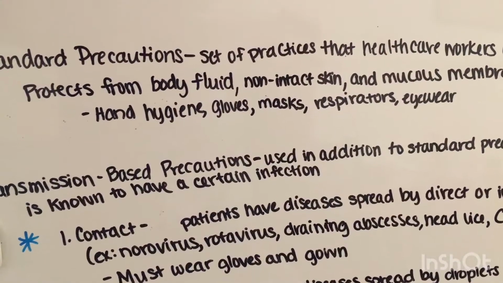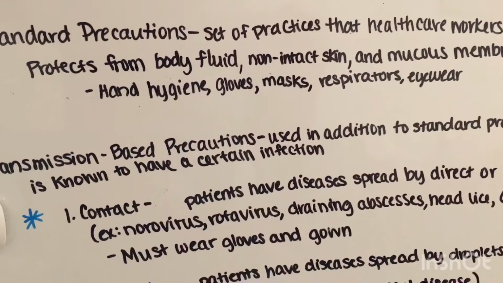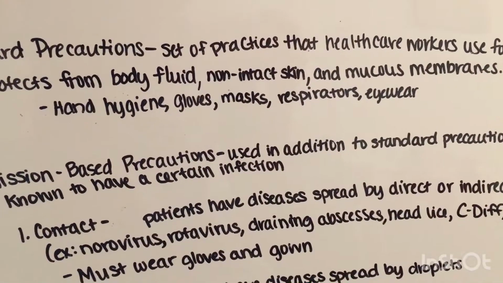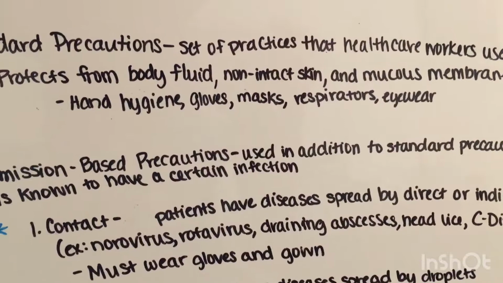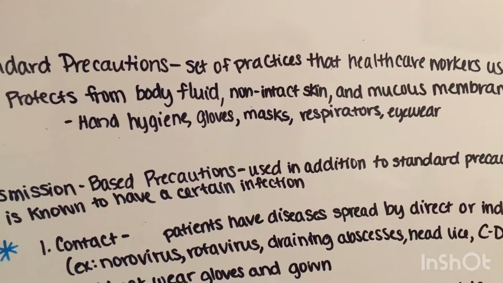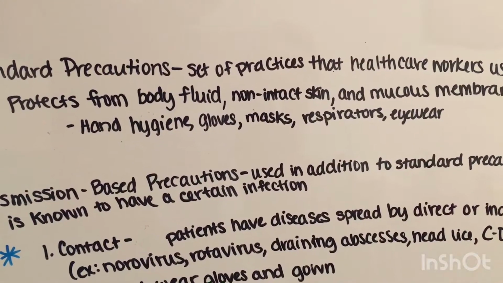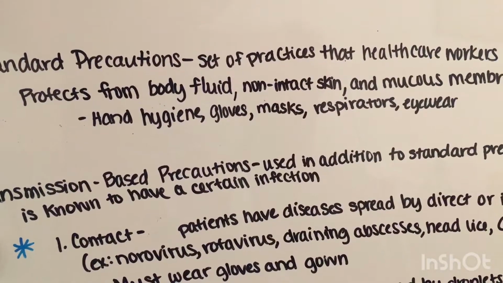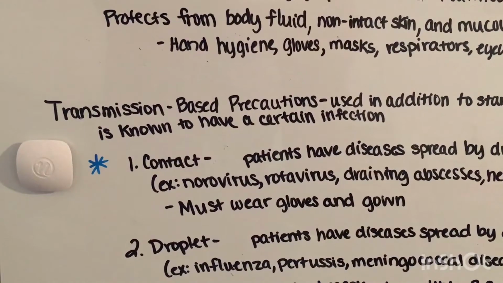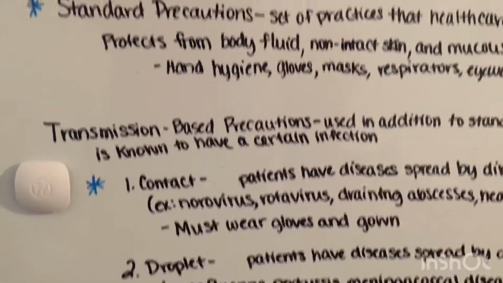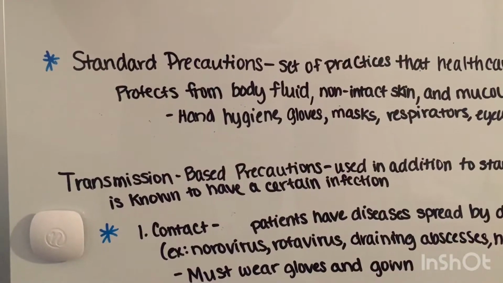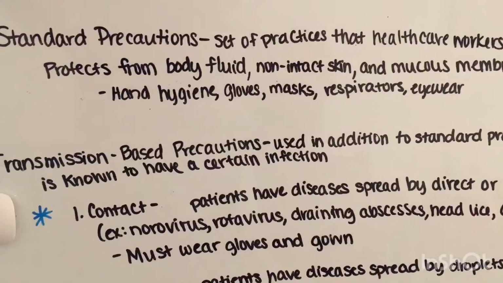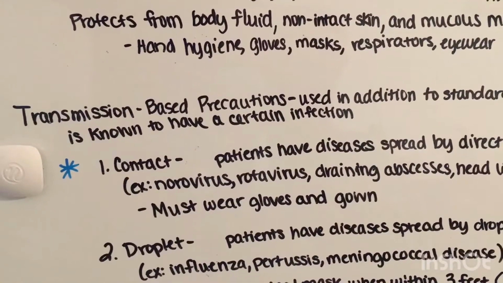So making sure that you wash your hands before and after touching the patient, wearing gloves, wearing masks, respirators, or eyewear is also important, although it's not usually followed in the normal everyday use in the hospital. Usually it's just hand hygiene and gloves. Transmission-based precautions are precautions that you need to take in addition to the standard precautions. So for transmission-based precautions, it's when the patient is known to have a certain disease.